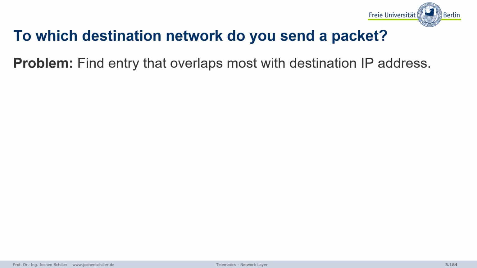to which destination network do I send it? I mean, there's this IP address. And now, one idea could be to compare the IP address with a huge database containing all IP addresses of the planet. But quite obviously, that doesn't work. So what is done is I compare the destination IP address with all the entries and find the entry that overlaps most with the destination IP address.